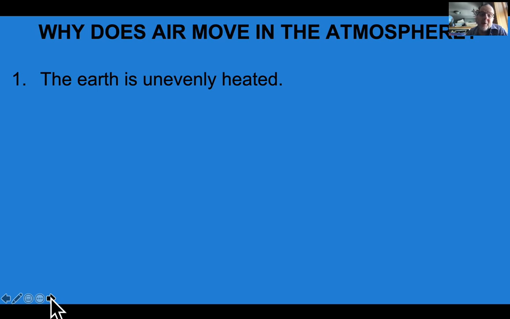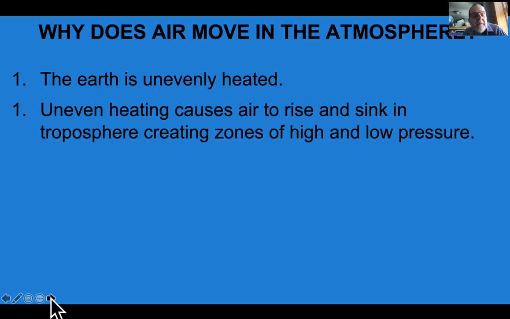Well, you may remember the Earth is unevenly heated. Half of the Earth is getting energy from the sun, and half is losing energy as heat is released, infrared radiation is released from the Earth at night. Uneven heating causes air to rise and sink in the troposphere, creating zones of high and low pressure.